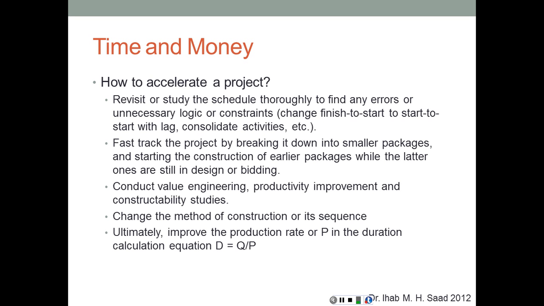How can we increase the production rate? Because basically, as you remember, the duration is obtained by Q over P, quantity divided by production rate. The quantity is not going to change as long as the scope doesn't change, but if we can change the production rate, that's going to reduce the duration, therefore achieving time compression.